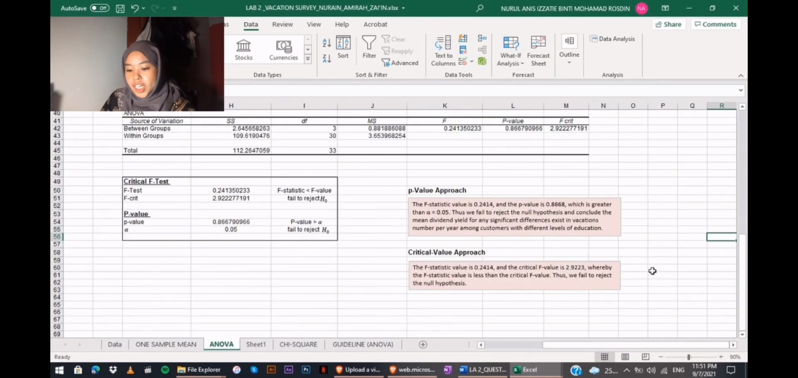So the conclusion is: the difference between the p-value approach and the critical value approach. For the p-value approach, the f-statistic value is 0.2414 and the p-value is 0.8668, which is greater than 0.05. Thus, we fail to reject the null hypothesis and conclude that no significant difference exists in vacation number per year among customers with different levels of education. For the critical value approach, the f-statistic value is 0.2414 and the critical f-value is 2.9223, whereby the f-statistic value is less than the critical f-value.